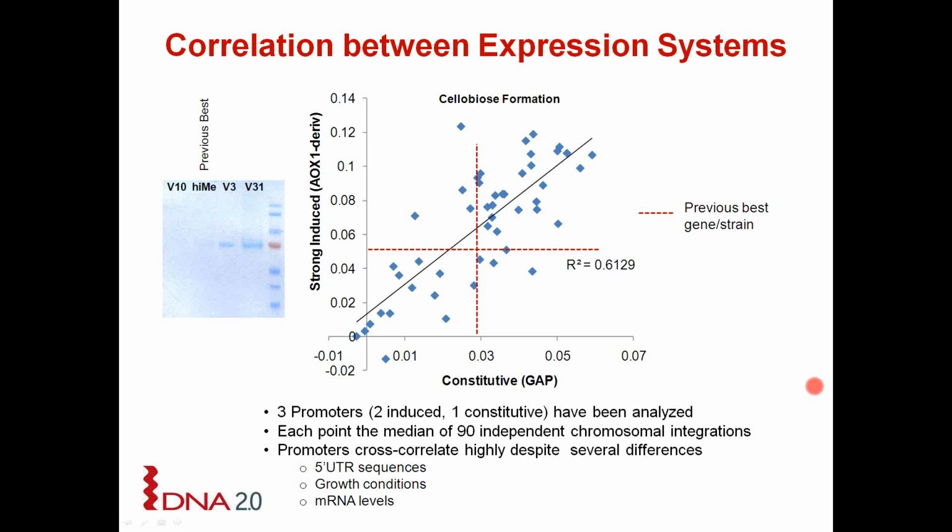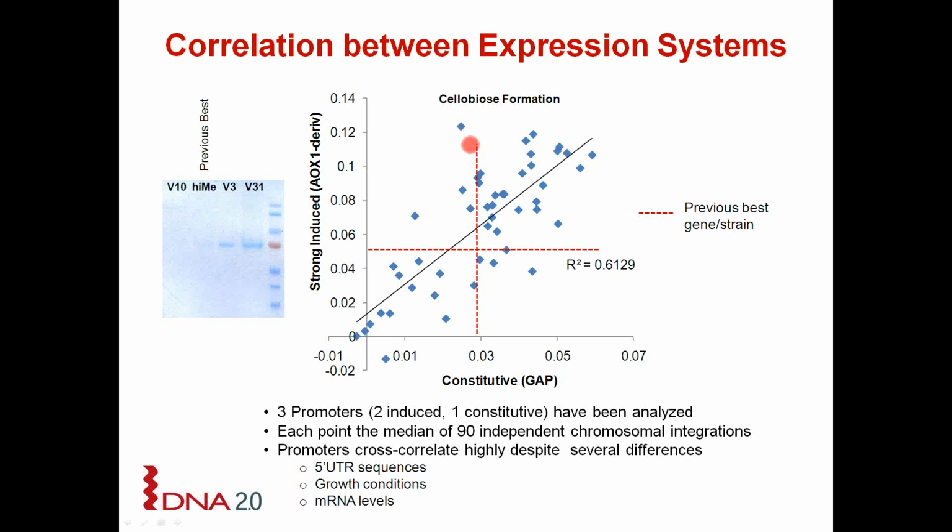So like the set in E. coli, we see a wide range of expression levels, over 2 orders of magnitude variation. And interestingly, we see a fairly high correlation between different promoters. So independent of whether they're constitutive or induced, each promoter has completely different 5' UTR sequences. Growth conditions are different. They're expected to produce different levels of mRNA, but for the most part, a good gene is a good gene, and a bad gene is a bad gene when we look at them.